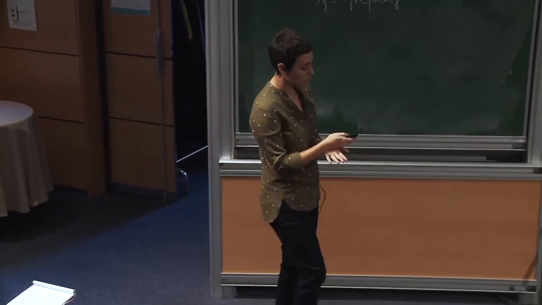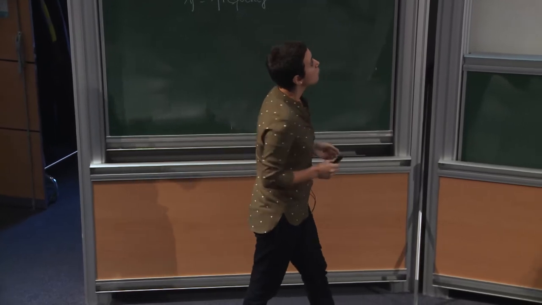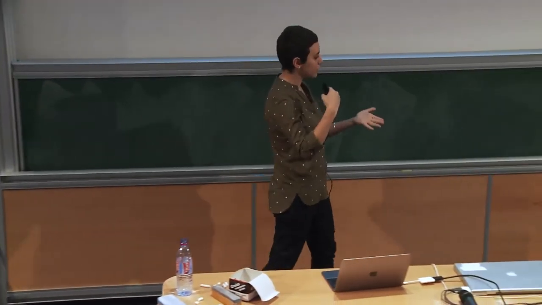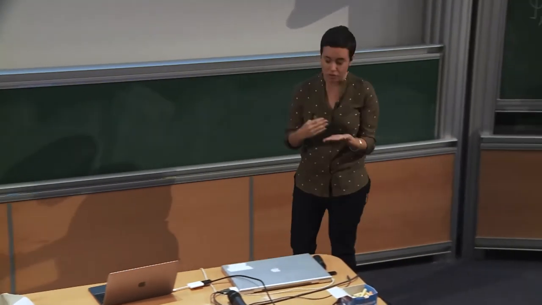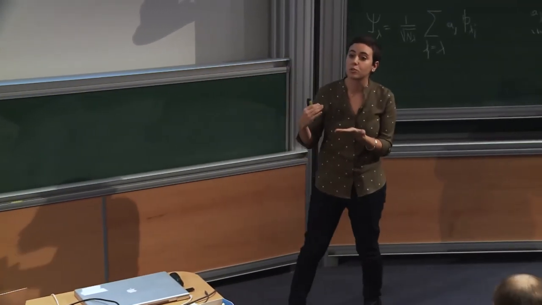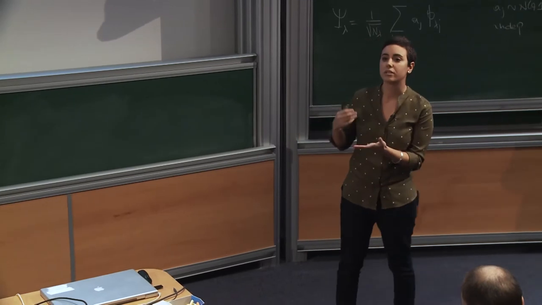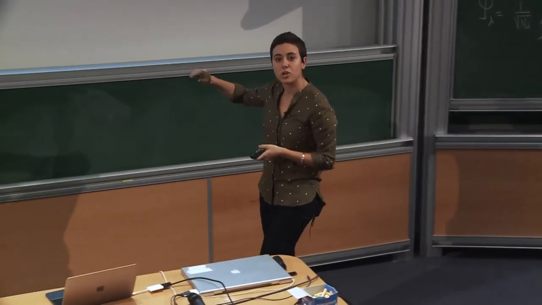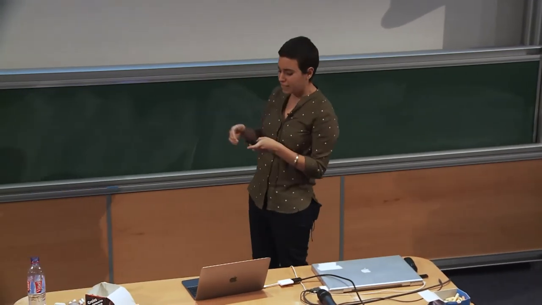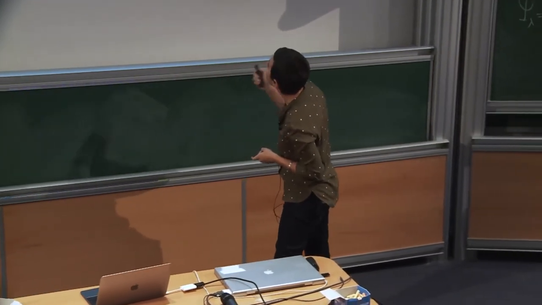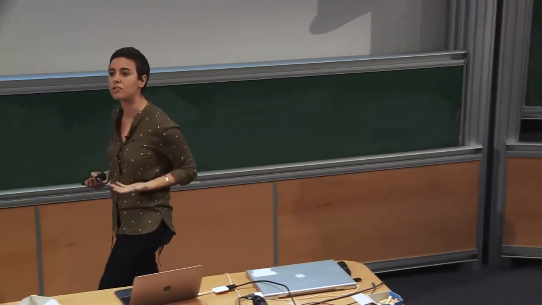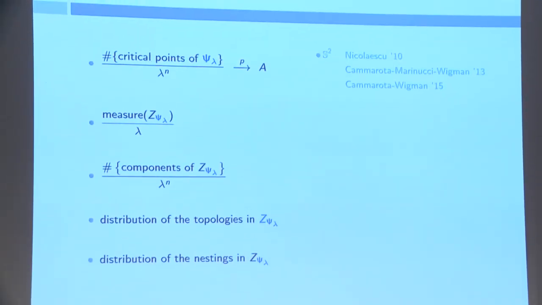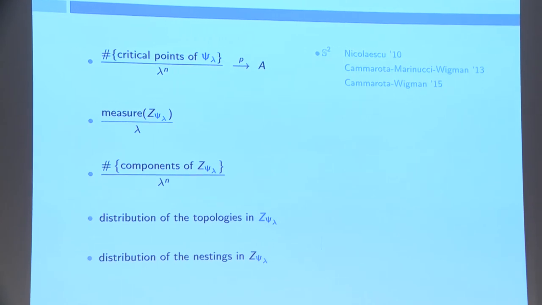and there has been a lot of work done in this direction. So for example, on the two-sphere, there is a series of works by Nicolaescu, Cammarota, Marinucci, and Wigman that prove that the number of critical points will converge to a constant in probability. So what this means is that the mean is going to a constant, and they can actually show that the variance goes to zero, and in this last paper, they get a nice rate of decay for the variance. So for the number of critical points, indeed, these quotients are converging to a constant.